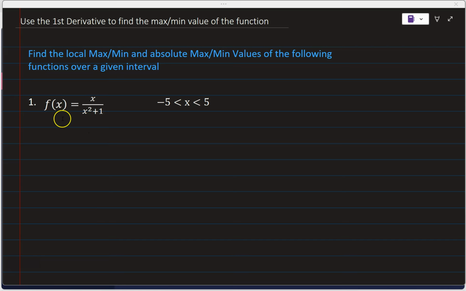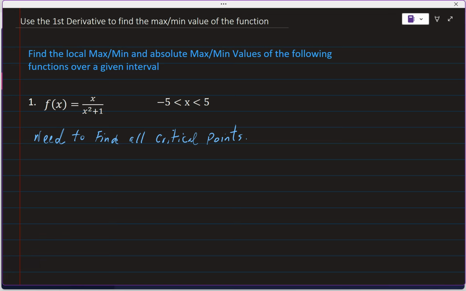So let's start with the first one. We have the first function f of x equals x over x squared plus 1, a rational function, over the interval -5 to 5, and it could be equal to, but that doesn't really matter. So we need to go through the first derivative test. The reason is that we need to find the critical points. To do that, we need to take the first derivative of the function.